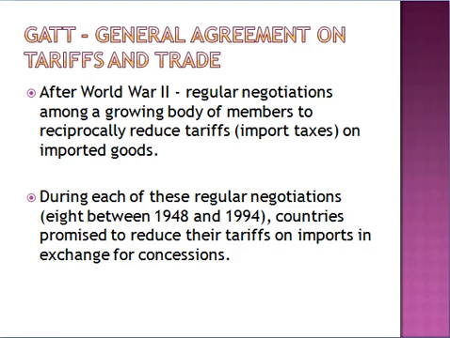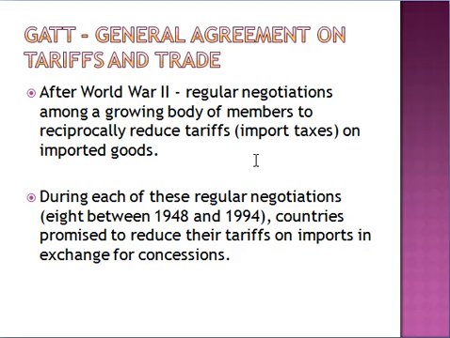The growth of international trade and investment has been stimulated partly by the steady decline of trade barriers since the Great Depression of the 1930s. The GATT is the General Agreement on Tariffs and Trade, and it was first signed by 23 countries in 1948 after the Second World War, when regular negotiations among a growing body of members became a regular event in order to reciprocally reduce tariffs or import taxes on imported goods.